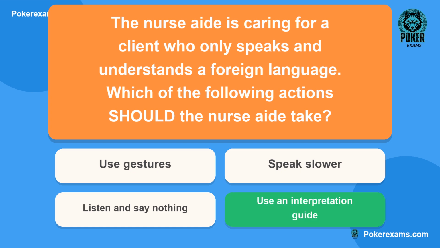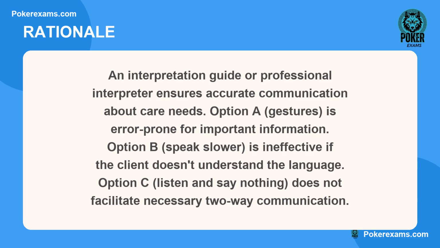The correct answer is D. Here is why. An interpretation guide or professional interpreter ensures accurate communication about care needs. Option A, gestures, is error-prone for important information. Option B, speak slower, is ineffective if the client doesn't understand the language. Option C, listen and say nothing, does not facilitate necessary two-way communication.